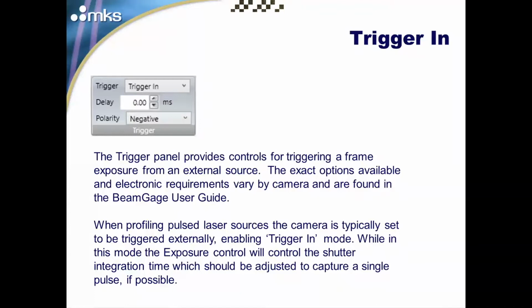One note, when you are doing a trigger-in configuration, the exposure control that we just talked about will then control the shutter integration time, and you're going to need to adjust that integration time to try and capture a single pulse of your laser if possible. And so by doing a little bit of investigating work on your pulse laser, you'll be able to adjust the exposure control to capture just a single pulse per frame.